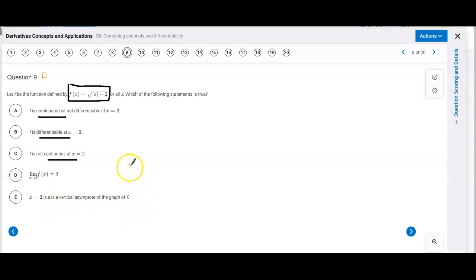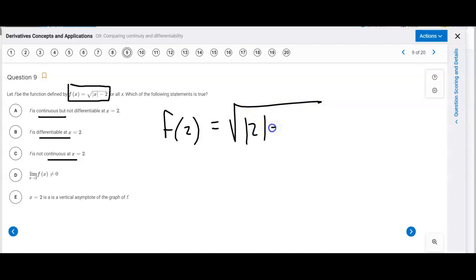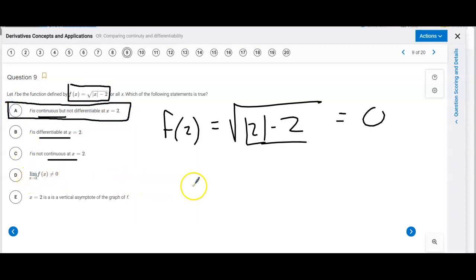So let's see. Is it continuous at x equals 2? Well, I don't know. Let's just try something really simple here. Let's try plugging it in. If you can't plug it in and get a real answer, then it's not continuous, right? It has to be defined. The absolute value of 2 is 2, and 2 take away 2 is 0, and the square root of 0 is 0. That's a real answer. It's a weird answer, but it's a real answer. So I'm going to say, yeah, it kind of looks like it's continuous. Why not? And if it's continuous, then the limit must be existing as well. But let's go ahead and keep going here.